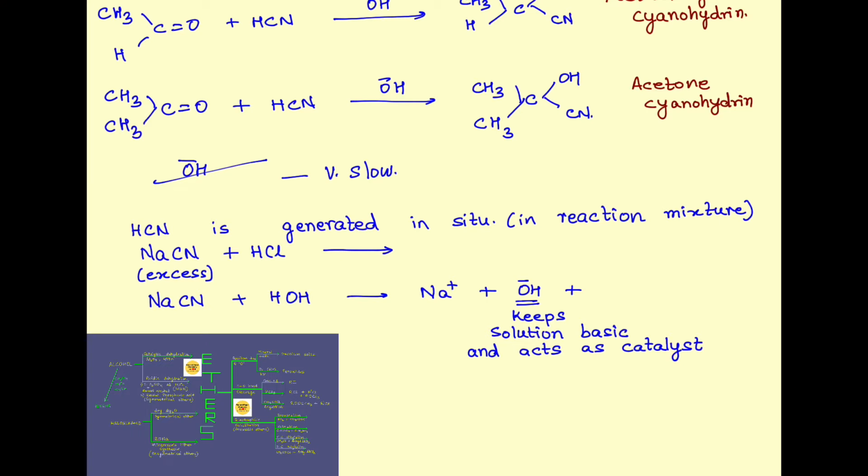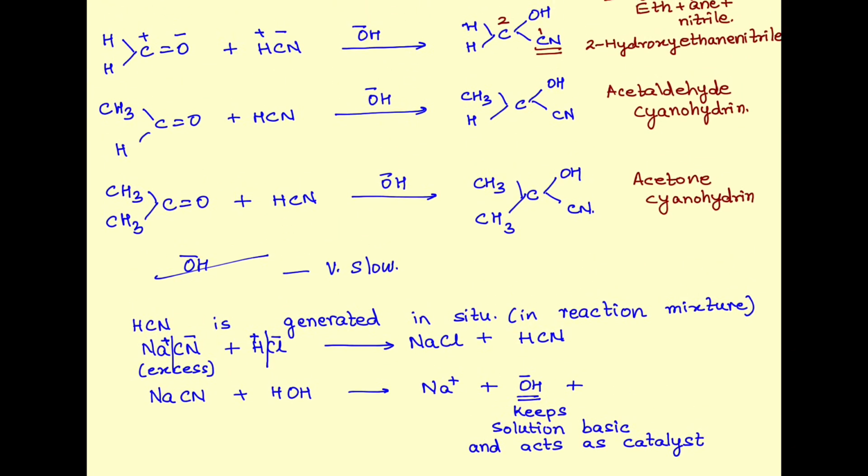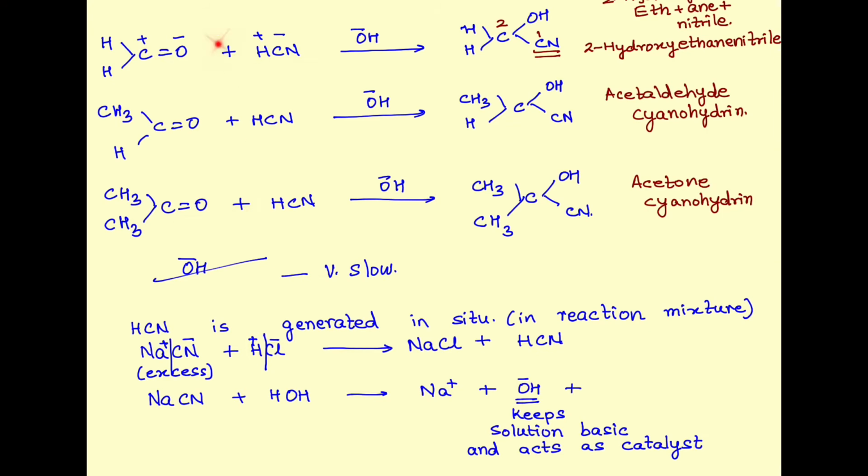So how do we prepare it? We take sodium cyanide, NaCN, in excess, and there is a double decomposition with the help of a dilute acid, plus with minus, as simple as that. So we will have NaCl and HCN, which will react with our carbonyl compounds.